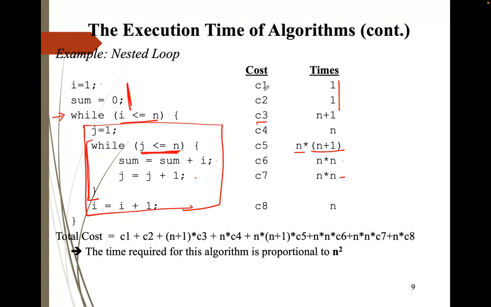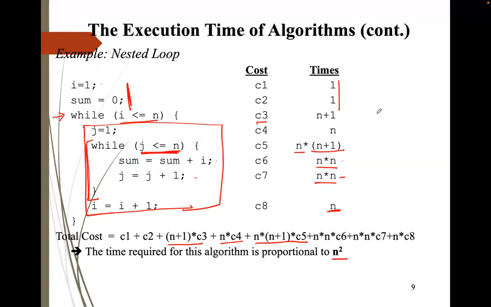So C1 plus C2, it will be executed n plus 1, it is n. Then C5 will be n times n plus 1, C6 n times n, C7 n times n, and then this one is only n times. Then you can see that it will be proportional to n square.